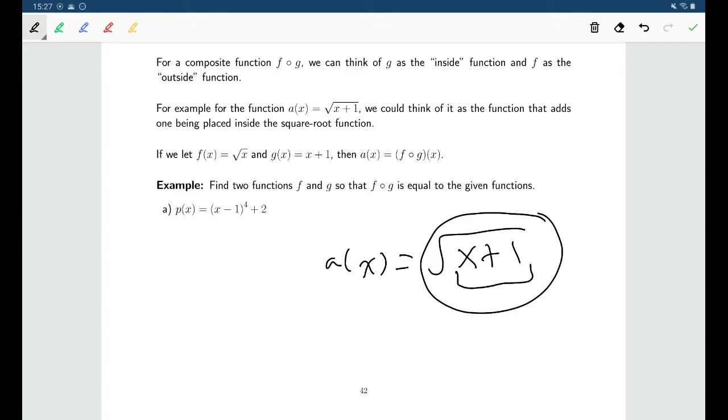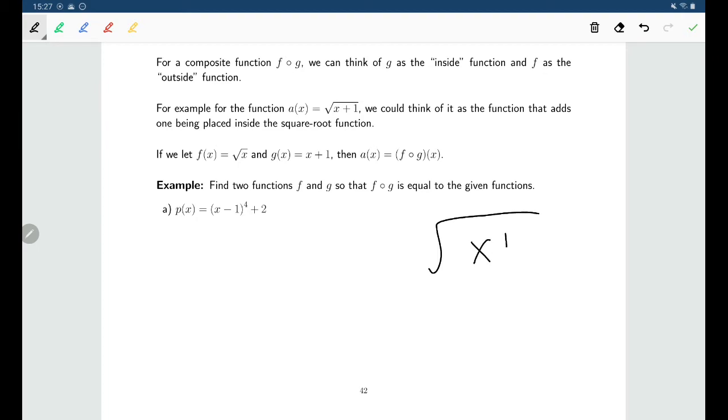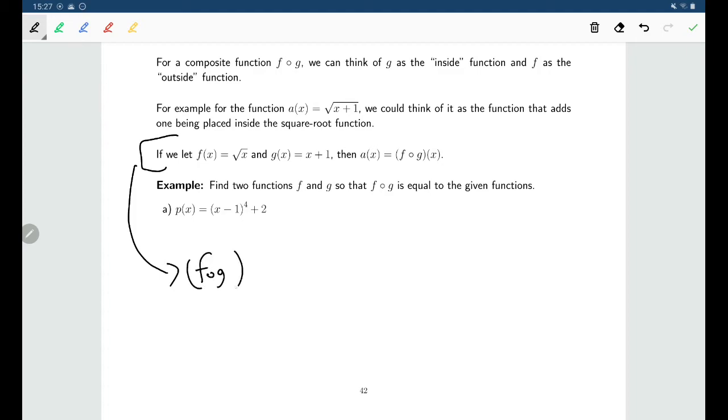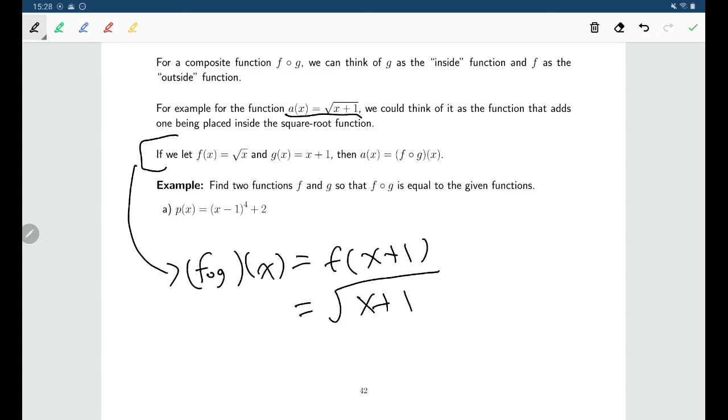So really, you could think of this as taking the x plus 1 function and putting it inside a square rooting function. So you could say that you could rewrite this function as f composed with g, where g, the inside function, is x plus 1, and f, the outside function, is the square root of x. And in fact, you can confirm that this is correct. If you were to take this and just check out what f composed with g is, you would see that this would be f of x plus 1. In other words, putting g of x inside of f. And since f is the square rooting function, we are putting x plus 1 inside the square rooting function. And then lo and behold, yes, that's exactly the function that we started with.